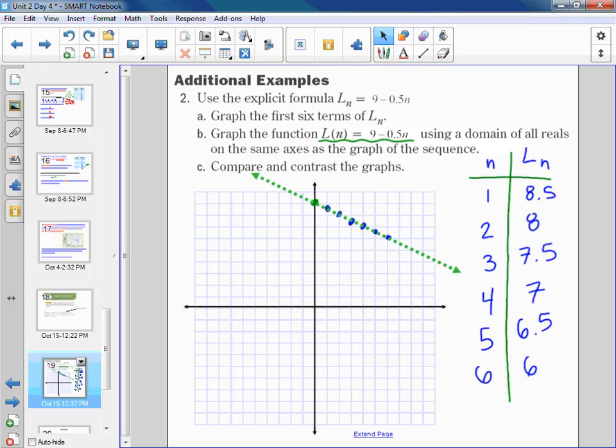What do these graphs have in common, and how are they different? So what's something that these graphs have in common? Kenzie? They're both linear, right? This was a linear sequence, absolutely. So in common, they're both linear. This particular sequence was linear, and the continuous function was also linear. Good. Anything else they have in common?